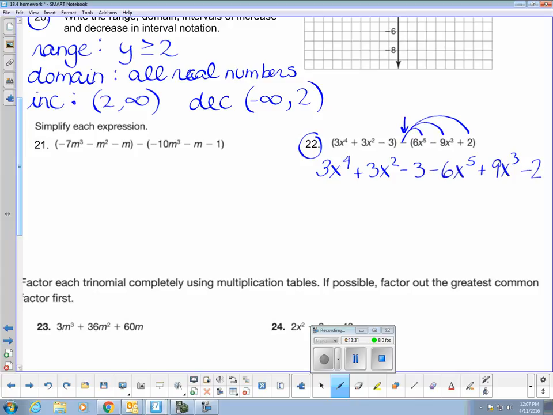In standard form, from descending order, we begin with negative 6x to the 5th, positive 3x to the 4th, positive 9x to the 3rd, plus 3x squared, and then I'm going to add negative 3 and negative 2 to get negative 5.